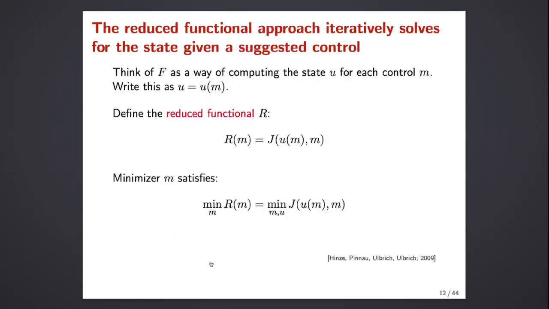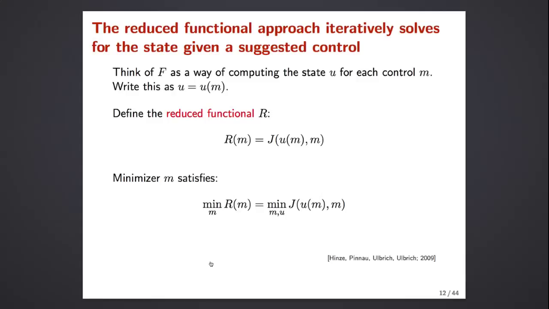What we are using is the so-called reduced functional approach, which is based on using some optimization algorithm where you incrementally solve for the state and incrementally change the control, and hopefully converge. So what's the formalities of this? I think of F, the PDE, as a way of computing U given M, a way of computing the state given the properties. This is the way one usually thinks about solving PDEs as forward problems. This defines U as an implicit function of M. Now I define the reduced functional R, which is a function of M only, as J of U evaluated by M and M. So it is being very explicit about the dependence. And the minimizers of this, keeping in mind here that U is related to M through F, will then be the minimizers of that.